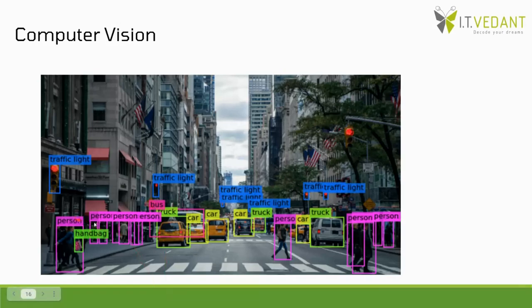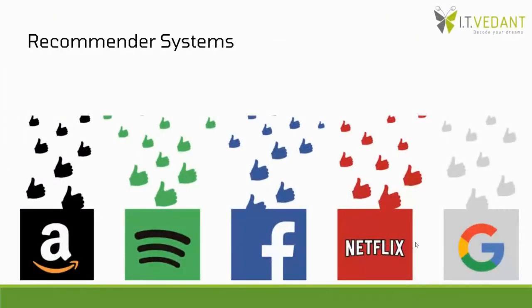The way you can see in this image, the image is being classified and the objects have been detected, wherein you can see the traffic lights, person, car, truck, bus, handbag, all of these different products have been detected in a single image. That is possible with the help of computer vision.